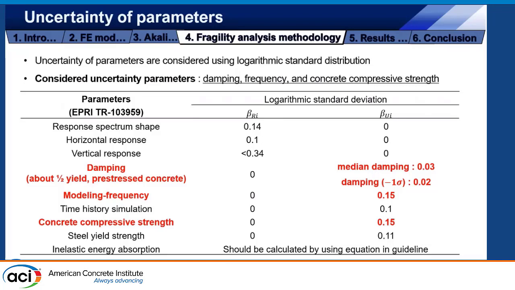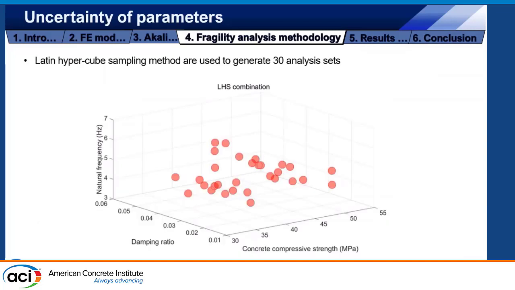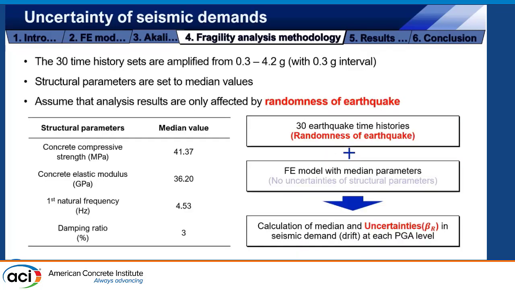So in this methodology, the uncertainties of parameters are considered using logarithmic standard deviation, and the EPRI guideline suggested some reference values for the standard deviation. In this study, we're just considering the uncertainties in damping, frequency, and the concrete compressive strength. So the Latin hypercube sampling method is applied to develop the 30 analysis sets.